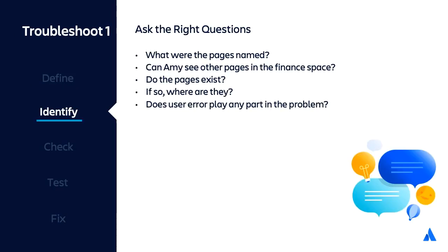What questions can we ask? Let's confirm that the pages are still available, and if they are, where they are. Make sure that Amy has the correct permissions for the space and that she wasn't mistaken when she searched for the pages. Amy confirms that she's able to view other pages in the space, and she tells you the names of the pages that she can't access. We know that she must have view permissions for the space, so either the pages have been deleted, moved, or view restrictions have changed. Now, let's try to replicate the problem.